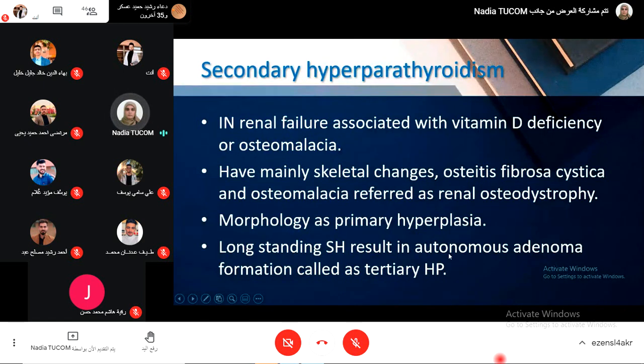The gland will become unresponsive to this correction. So there will be an autonomous adenoma. It is called autonomous adenoma, or autonomous stimulation or secretion of the parathyroid hormone by the parathyroid gland. This is called tertiary hyperparathyroidism.